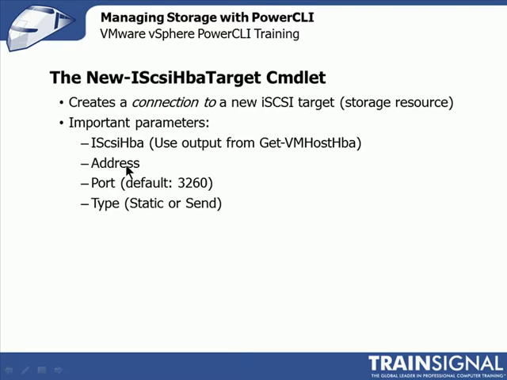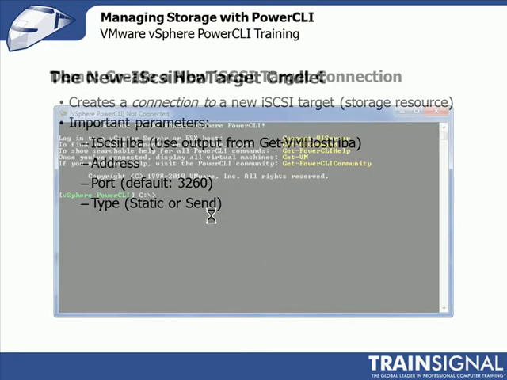Address, which is simply an IP address. Port, which you can leave off, and that will default to 3260, which is part of the iSCSI protocol. And then we have type, which is static or send. Next thing to do is to show you a demonstration of how this works.